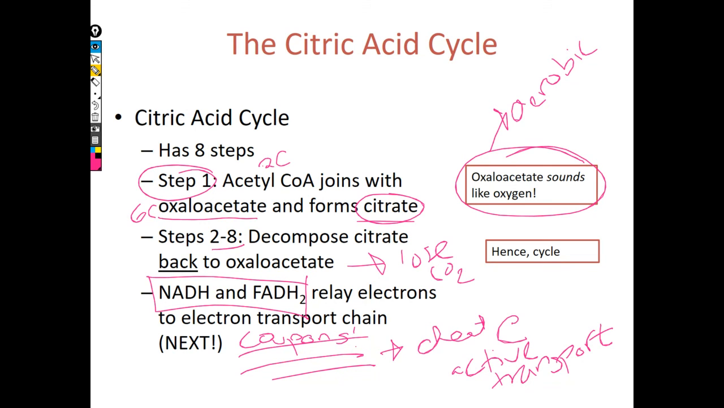Okay, we're going to stop here. On Monday, we'll look at the cycle itself and then actually make some ATP. We'll probably finish cell respiration on Monday. Huzzah!